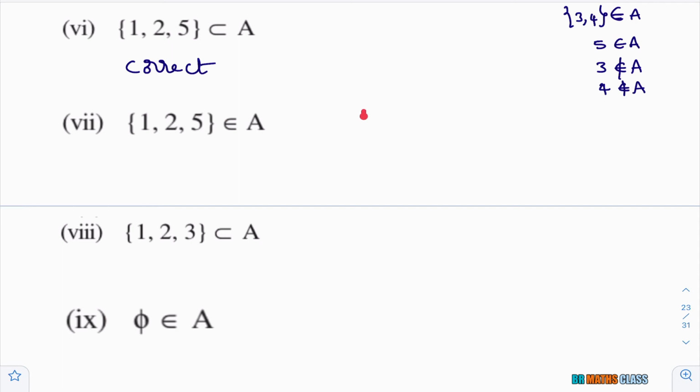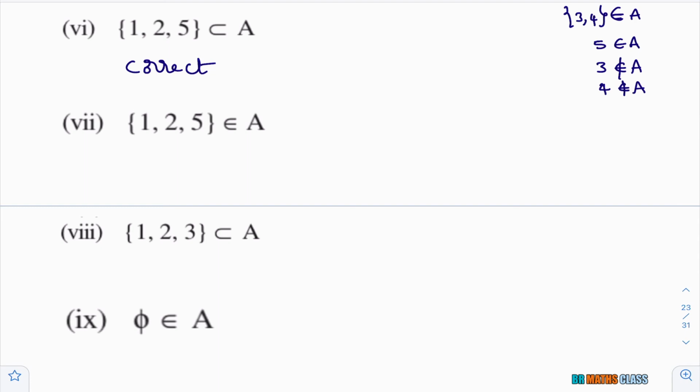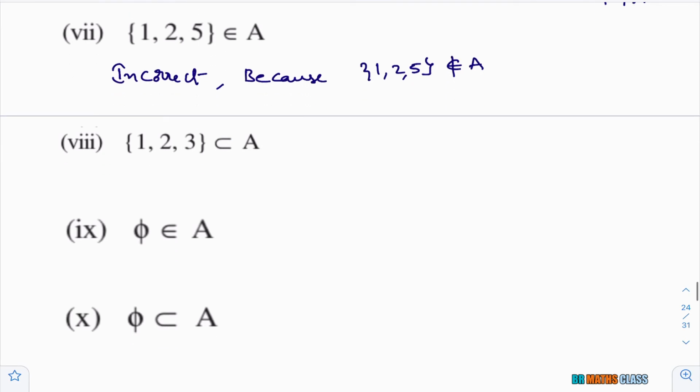When is belongs a suitable symbol? When the set A contains an element like this, 1, 2, 5. If the set A contains an element like this, further, 1, 2, something they given like this, then it is correct. This element is not in set A. So this is incorrect. I think they are asking why. Why is this incorrect? Because 1, 2, 5, the element set 1, 2, 5 does not belong to set A. That is the reason. Okay.